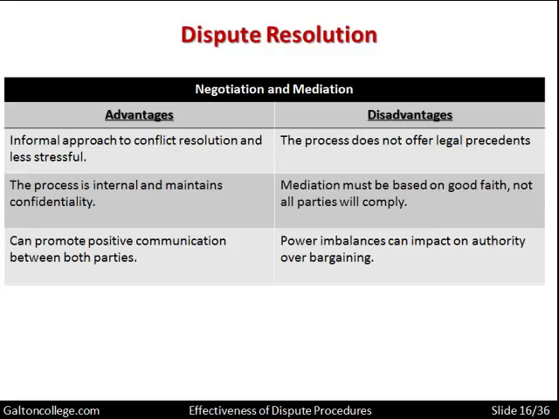Of course, power imbalances can impact on authority over bargaining. In a sense, what happens is that one side may be in a stronger position than the other, and therefore the negotiations will be swayed in one direction. If both parties have equal power and both parties can inflict significant pain on the other, then they will try hard to find a solution that will accommodate both of their needs and their requirements.